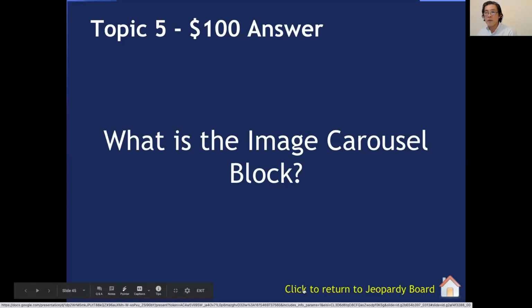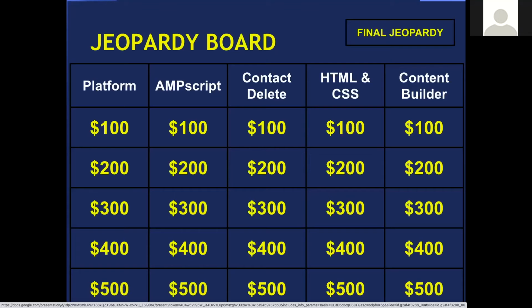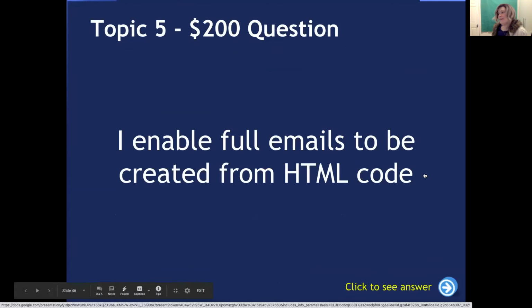Okay, second. You're allowed a second attempt. I will stay Content Builder 200. Yep. I enable full emails to be created from HTML code. What am I?